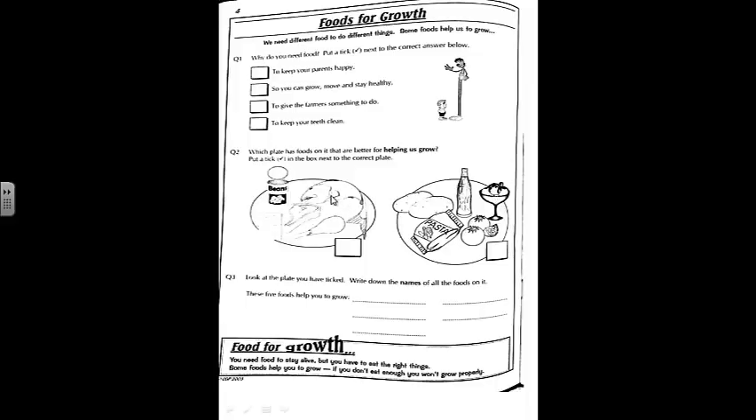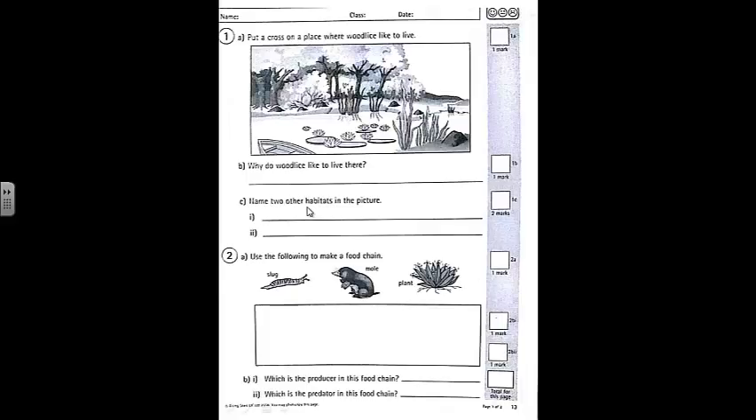Let's look at the next plate. Fish, protein. Chicken, protein. Meat, protein. Beans, protein. So this is the correct plate for helping me grow. Look at the plate you had ticked. Write down the names of all the food on it. These 5 foods help you to grow. Fish, protein. Meat, protein. Chicken, protein, and beans, protein. And there is a cheese here, by the way, and cheese, dairy, that contain protein. So cheese, beans, meat, chicken, and fish.